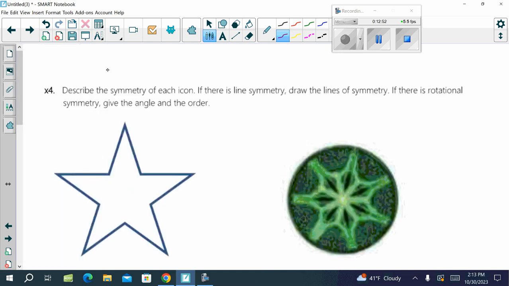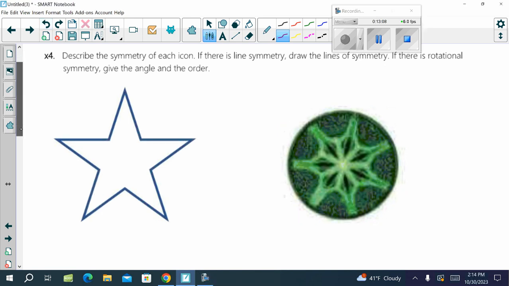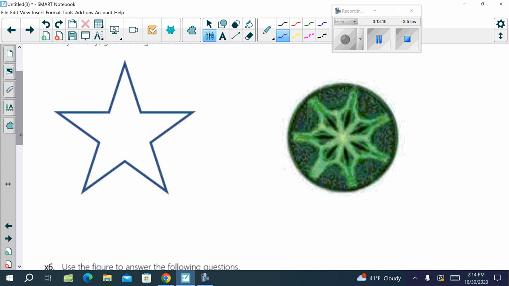Same question, 2 different pictures. I'm going to give you a second to try and figure out line symmetry, rotational symmetry, draw the lines if it has it, state the angle and the order if it has it. All right, what'd you guys say for the star? You said what? 3 what? Ooh. 5. I agree with Aiden. 5. Where are your 5, Aiden? Good. Through each point of the star.